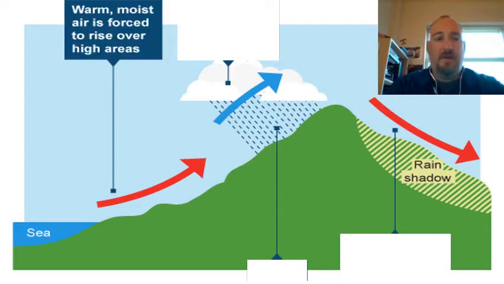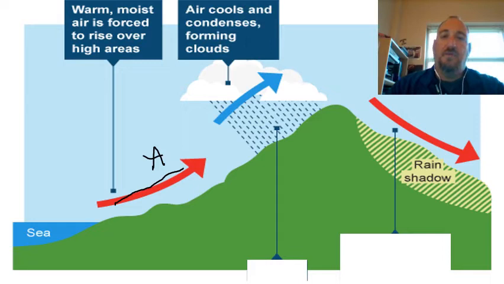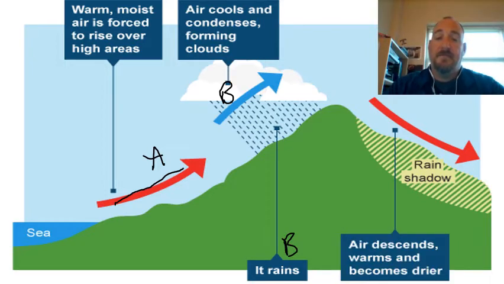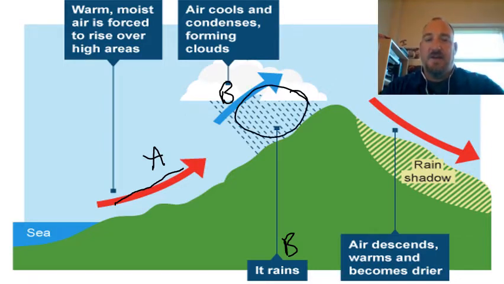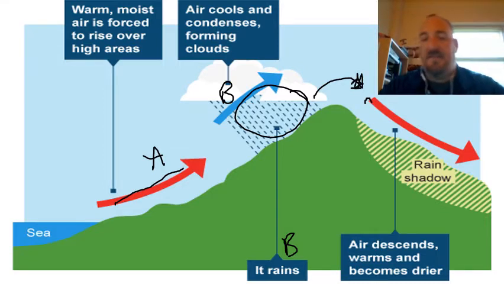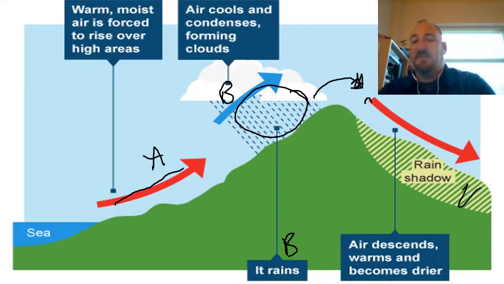So here, the warm, moist air is forced to rise over the high areas, right? This will be letter A in your notes. Air cools and condenses, and this forms clouds. Letter B. It rains or any other kind of precipitation. This would also be letter B. And then the air descends, warms, and becomes drier. Okay, so it drops all the rain here, and then as it can finally get over the hill or the mountain, it doesn't have any precipitation left. So there's no precipitation left to fall in this area. So we get the shadow, the rain shadow.